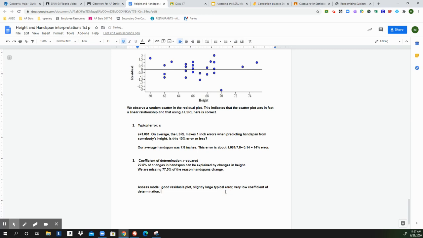So it seems that using the least square regression line in this data set is not that useful since we are missing a lot of explanation for why handspans change. And like I said before, I think if first period had used more careful techniques for measuring their handspans, we might not be having this concern, but that's where we're at.